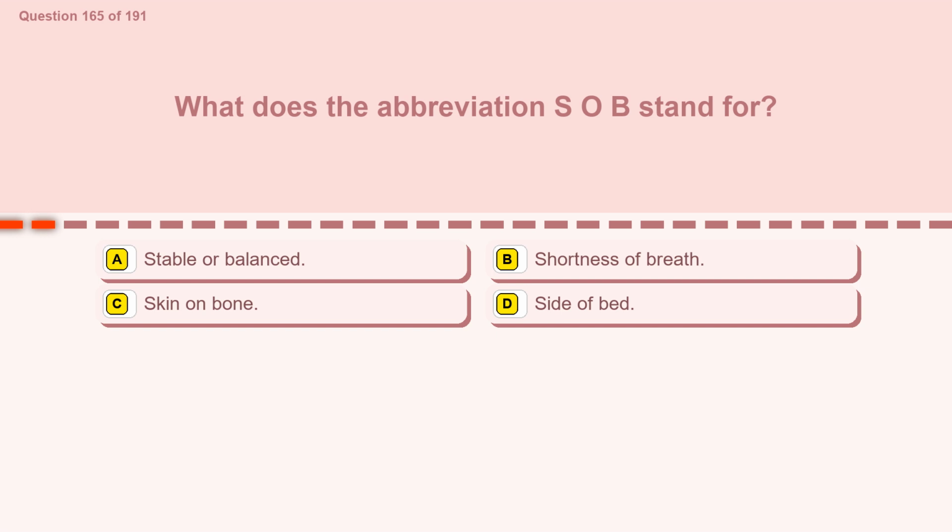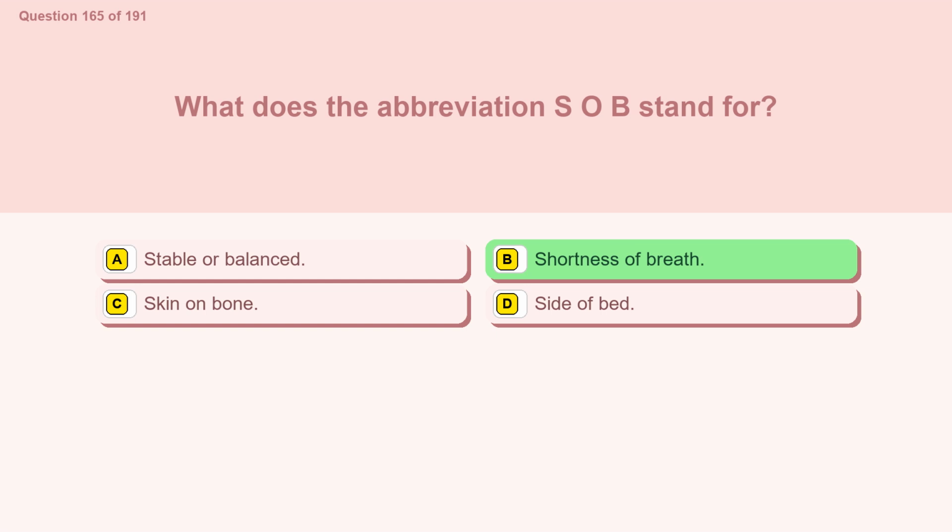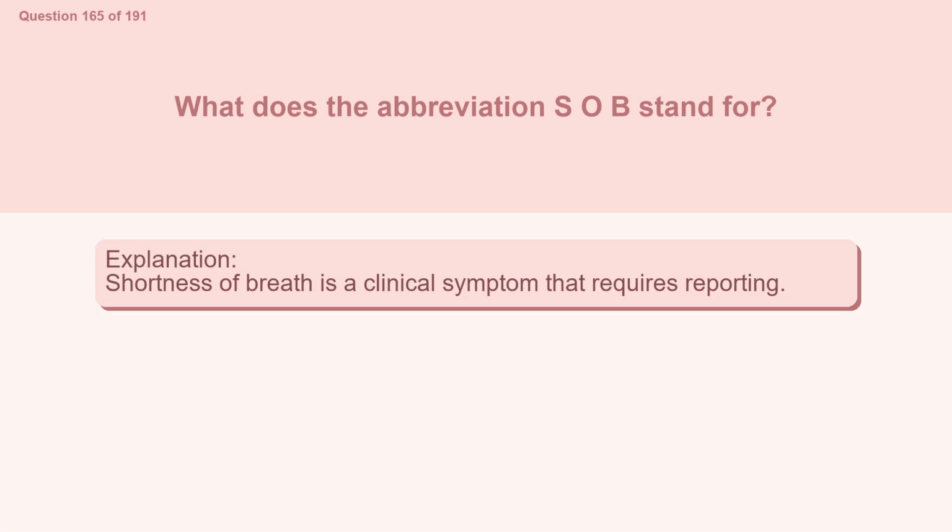Question 165. What does the abbreviation SOB stand for? Option A, stable or balanced. Option B, shortness of breath. Option C, skin on bone. Option D, side of bed. The correct answer is option B, shortness of breath. Shortness of breath is a clinical symptom that requires reporting.